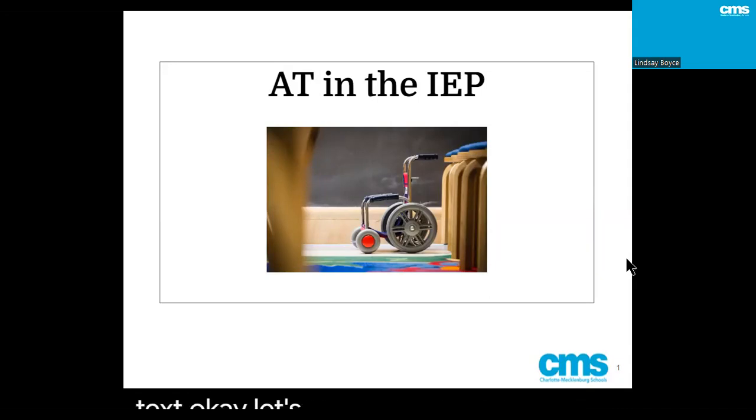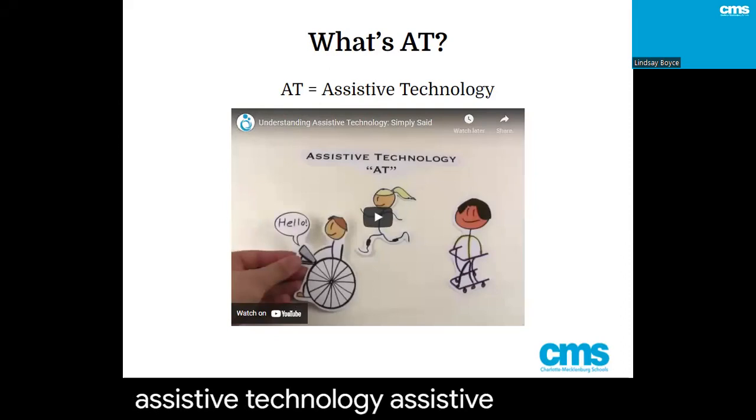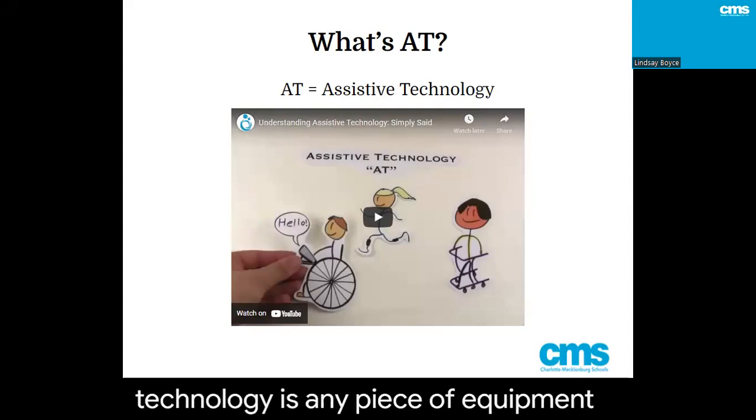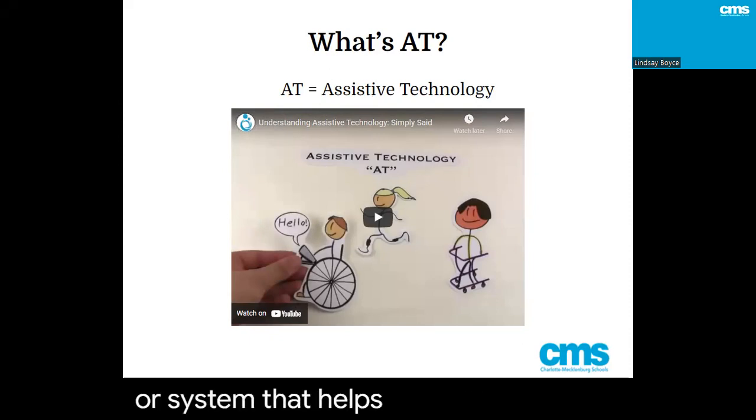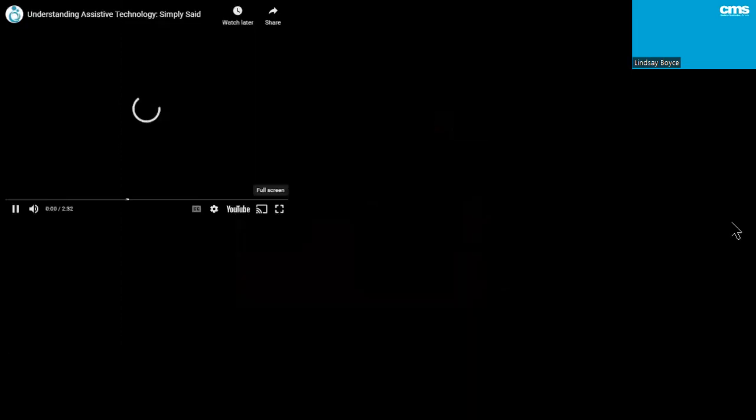Okay, let's get going. AT in the IEP. What is AT? AT is an abbreviation for assistive technology. Assistive technology is any piece of equipment or system that helps to level the playing field for a person with a disability. Let's take a look at what that might mean.